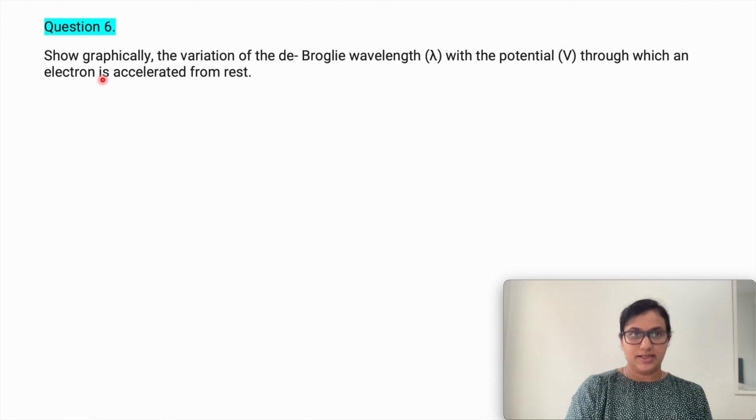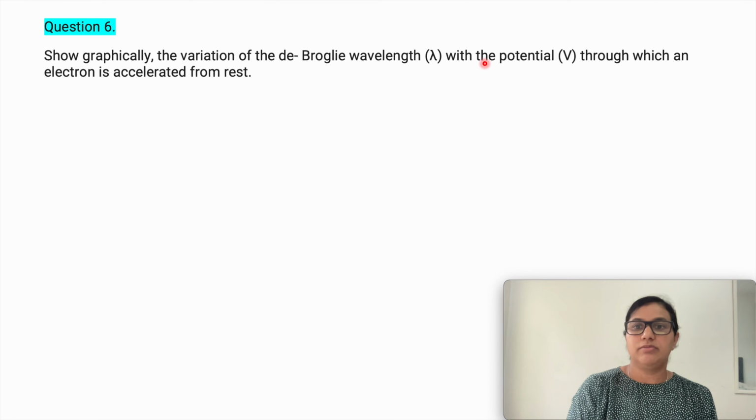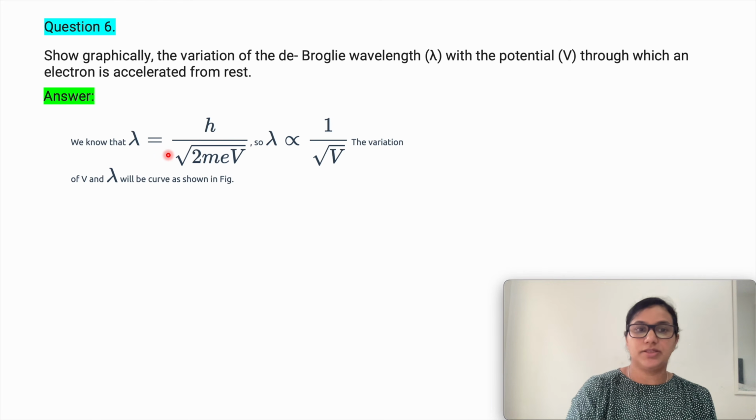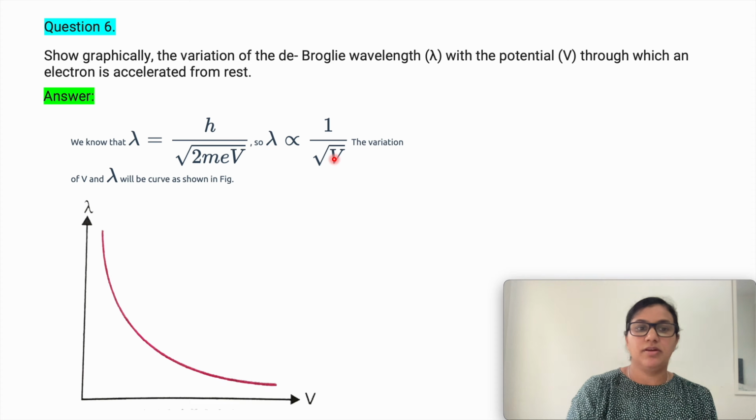Question number 6. Show graphically the variation of the de Broglie wavelength lambda with the potential V through which an electron is accelerated from rest. So this is the equation. We know that lambda is equal to h by root of 2meV. So lambda is proportional to 1 by root V. Therefore, the variation of V and lambda will be the curve that is shown in this figure. So this is the nature of the graph.